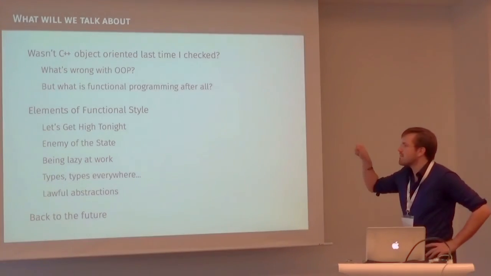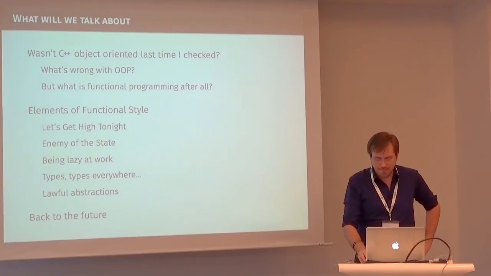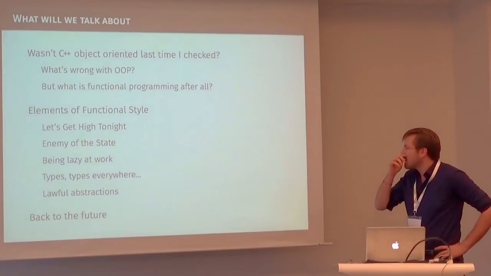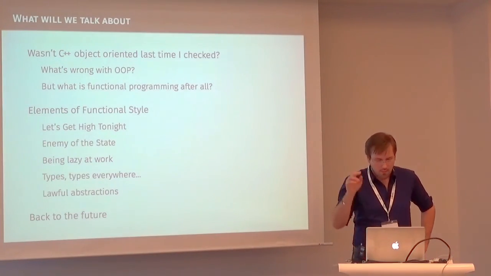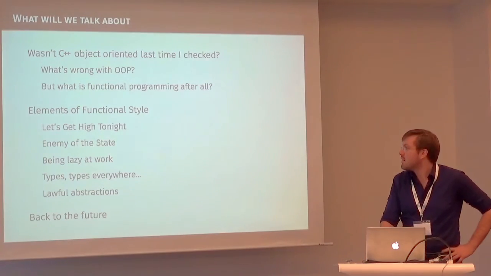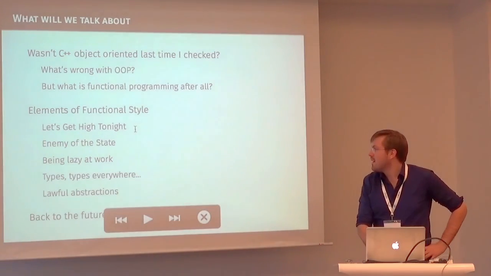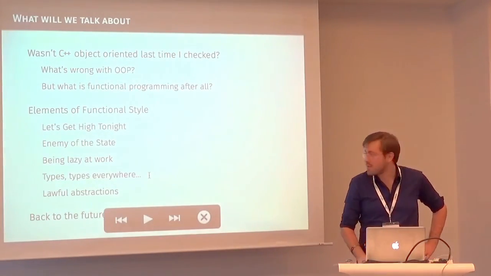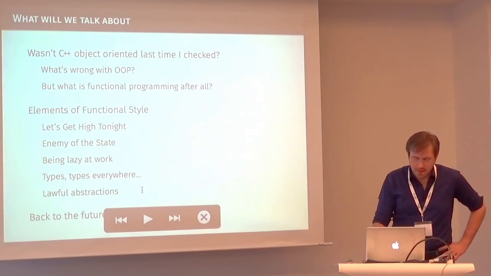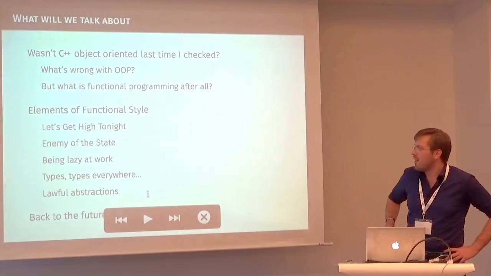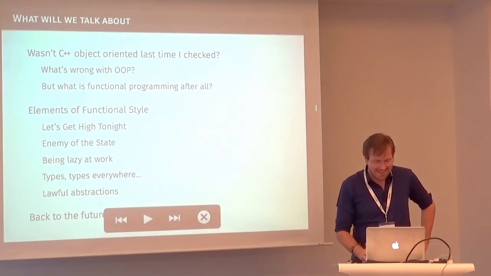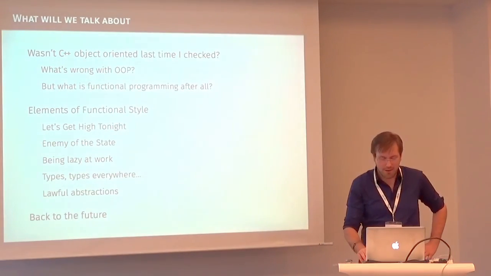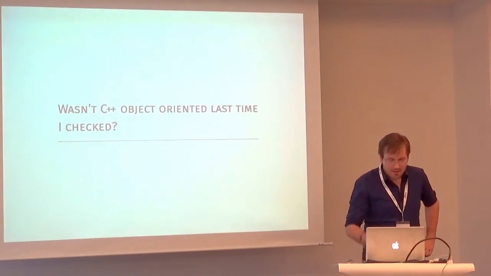Then I cherry-picked a few concepts and a few pieces of advice, if you want, to write functional style code, and we'll see them one after the other. Higher order functions, immutable state, laziness, taking advantage of the type system, and lawful abstractions. Not awful abstractions, but lawful abstractions. Okay. And then we'll take a look at the future, at C++17, to see what will hopefully happen. Okay, so let's get started.